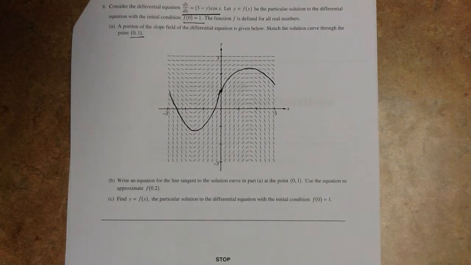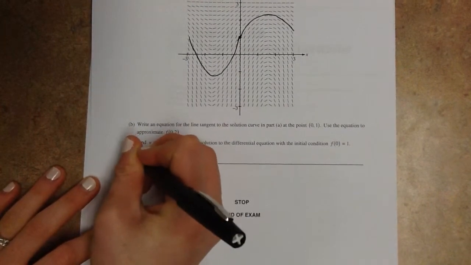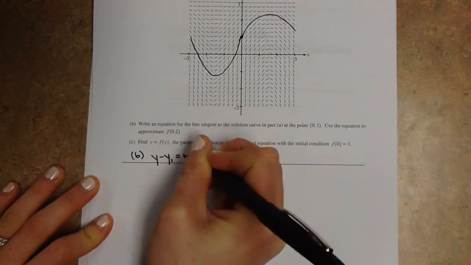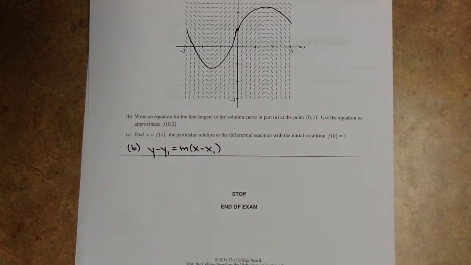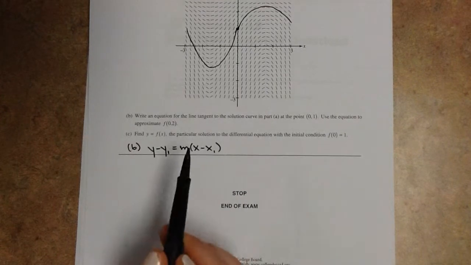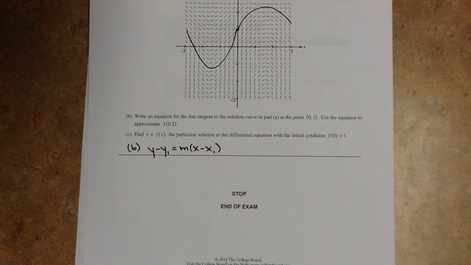Part B is a tangent line. So when you guys are doing tangent lines, I highly, highly recommend that you start off with this. Just write down the point slope form, tangent line, leave it there in front of you, and then you can figure out where all of the pieces come from. So we need to know y1, m, and x1. What do we have so far?